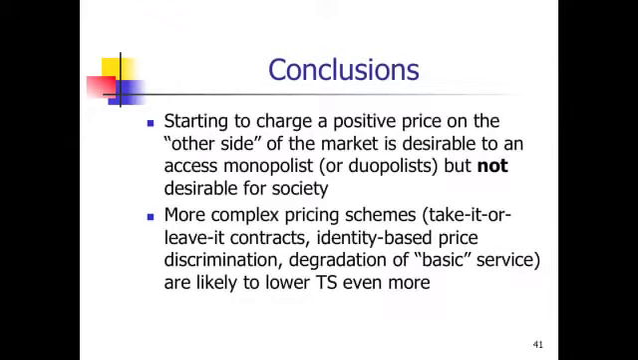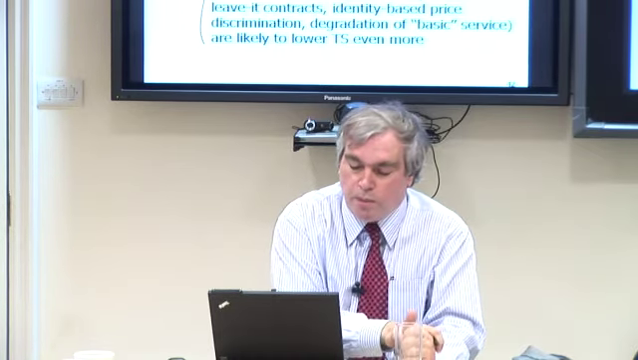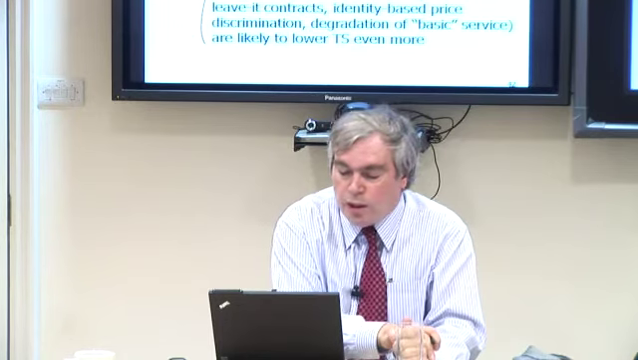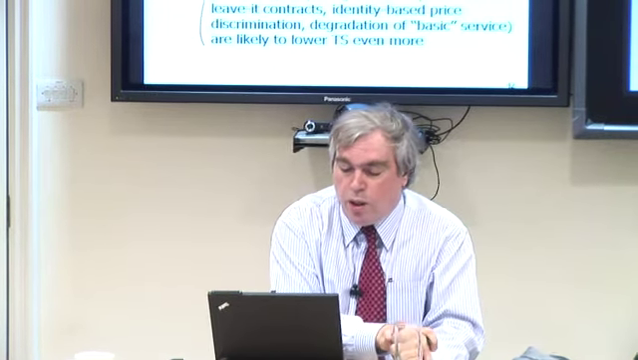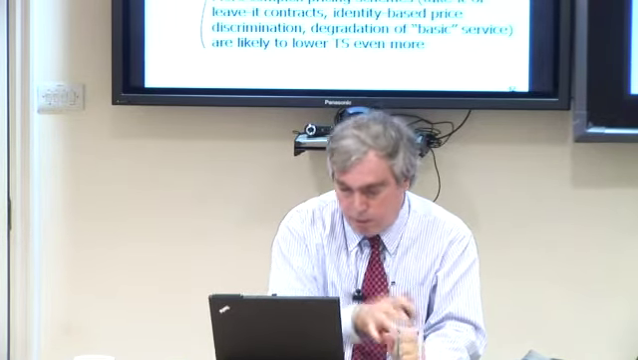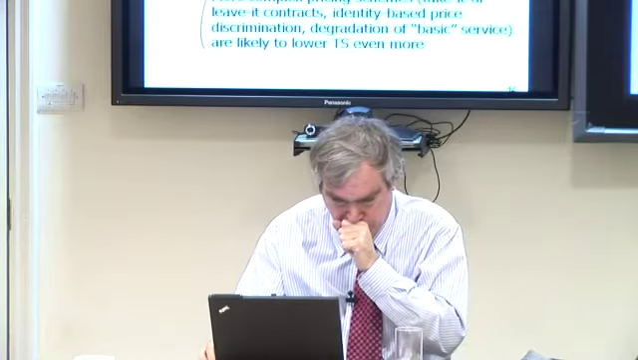So here's the conclusion of the paper. Charging a positive price on the other side of the market is desirable for the monopolist or the duopolist, but not desirable for society. And the earlier arguments: complex pricing schemes, take-it-or-leave-it contracts, identity-based discrimination, prioritization of lanes and so on, degradation of service are likely to reduce total surplus additionally.